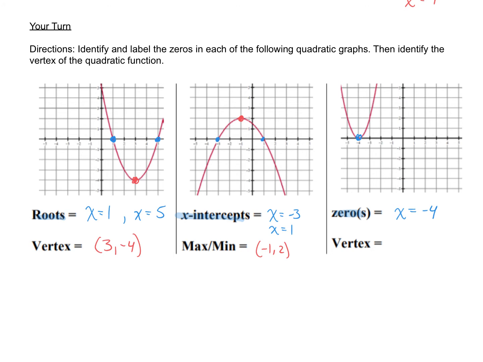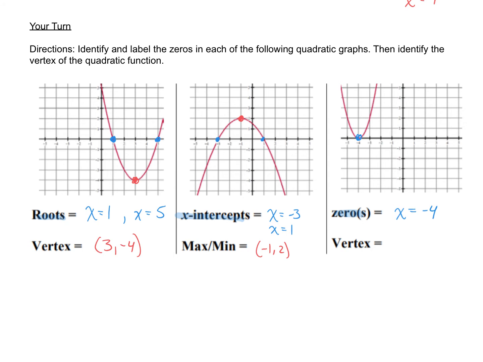So for the first graph, we see our solutions or our roots are x equals 1 and x equals 5, and I identified that on my graph because that's where it crosses the x-axis. Our vertex you'll see in red here, right? We've done this before. The vertex is just that maximum or minimum in that graph, and this one is a coordinate. The vertex is always written as a coordinate, and it is 3, -4. For our second example, our x-intercepts are at x equals -3 and x equals 1. Again, that's where it crosses the x-axis. And then our vertex is just at -1, 2.